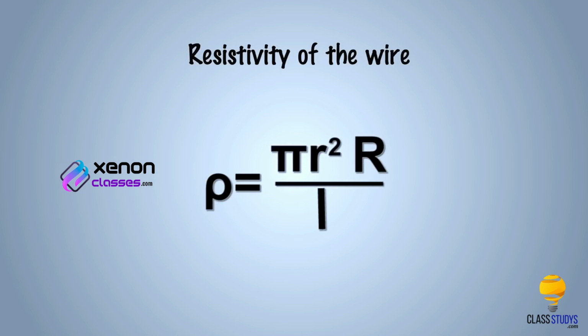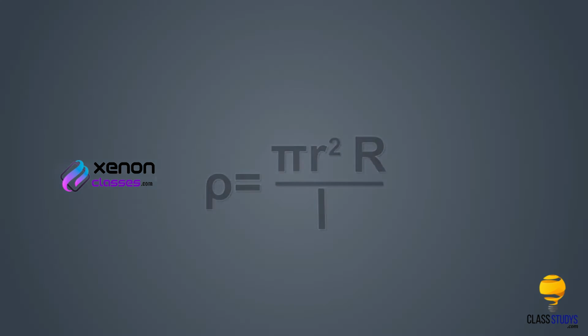We can now calculate the resistivity of the material of the given wire by using the equation rho is equal to pi r square R divided by L.